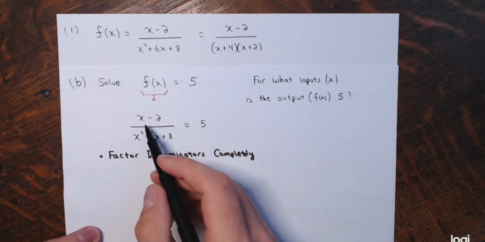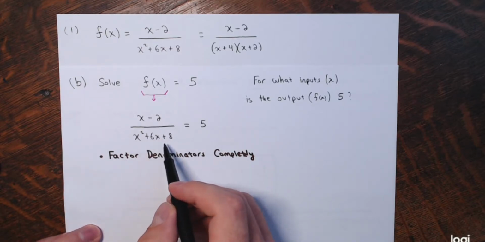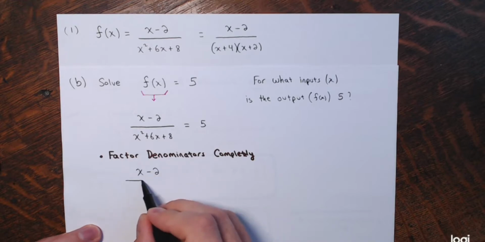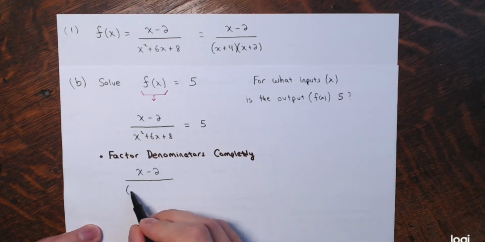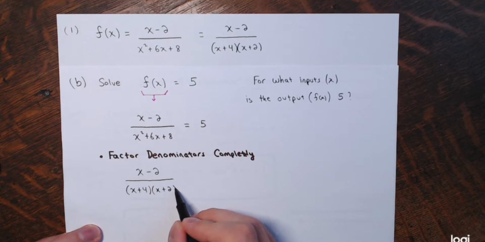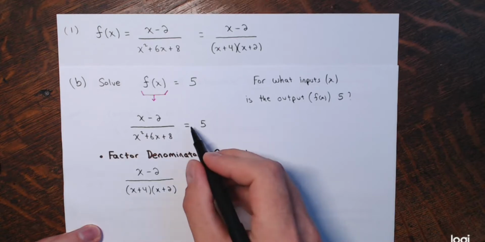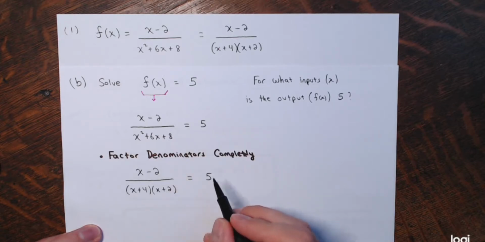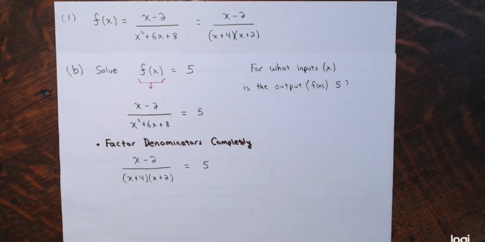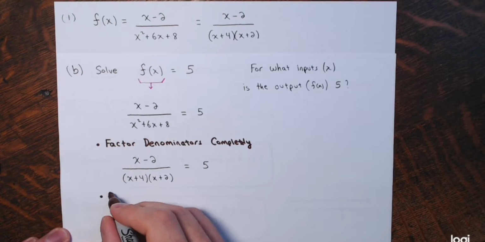So there's only one denominator, right? X squared plus 6x plus 8, and I've already factored that for you earlier, right? So this is x minus 2 in the numerator, and then we have the factors of x plus 4 times x plus 2 in the denominator. And we still have the equals 5.